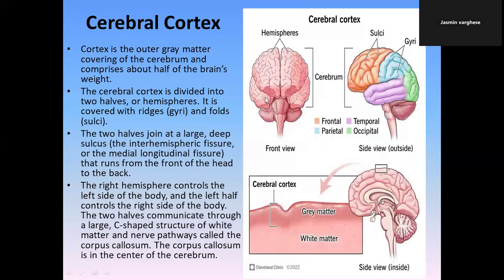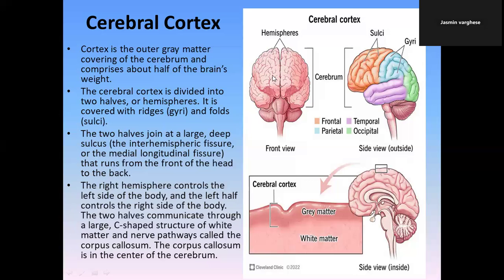And also I've told you there is a covering for our cerebrum, and that covering is known as cerebral cortex. It consists of both gray matter and white matter. This cerebral cortex has some ridges and folds. The ridges are known as gyri, and the foldings are known as sulci.